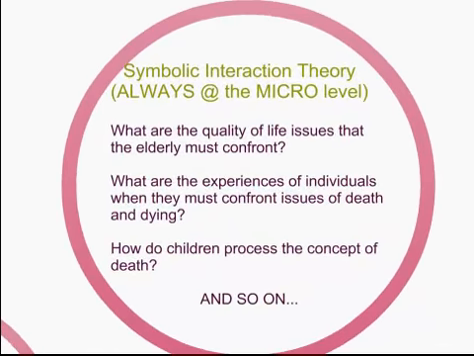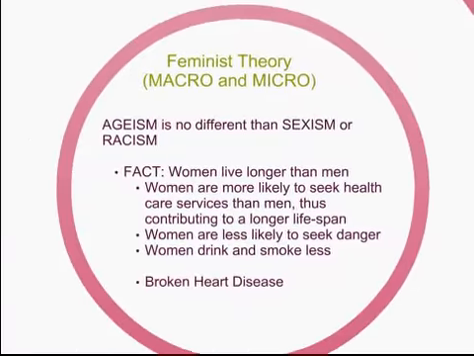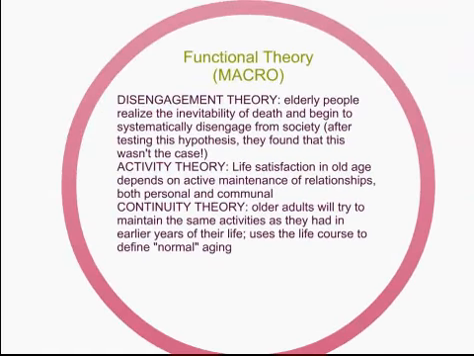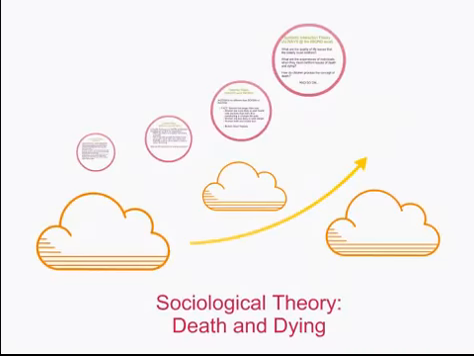All right, so we've talked about symbolic interaction, we've talked about feminist theory at the macro and micro, we've talked about conflict theory at the macro and micro. We've talked about functional theory almost always at the macro, but this gives you a really good brief overview of how we can tie some of those major sociological theories into the concepts related to death and dying.